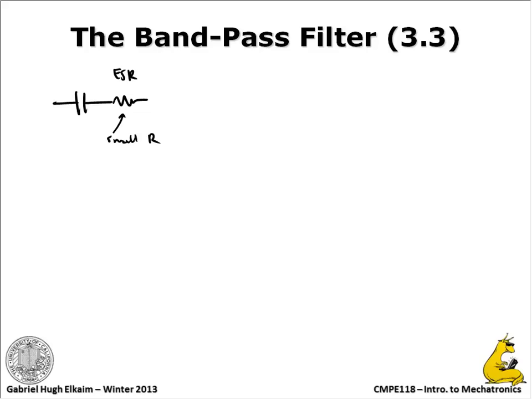So once again, just to recap, the impedance of a resistor is just R. That of a capacitor is 1 over J omega C, and that of an inductor is J omega L. J is the square root of negative 1. It's a complex number.